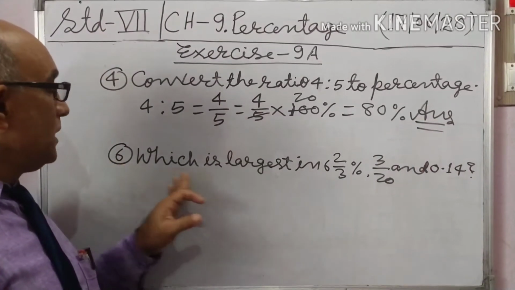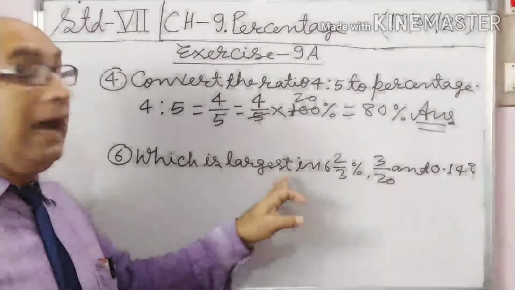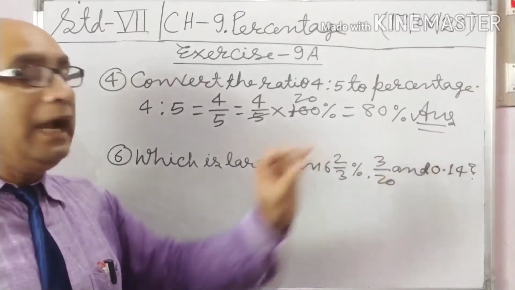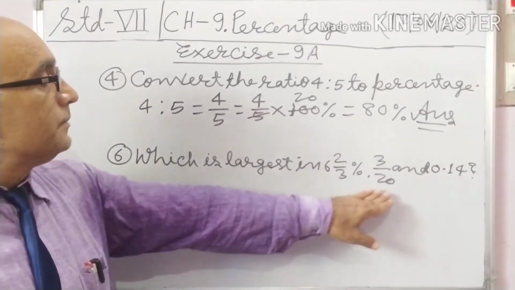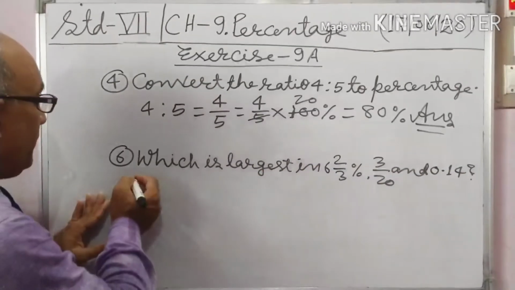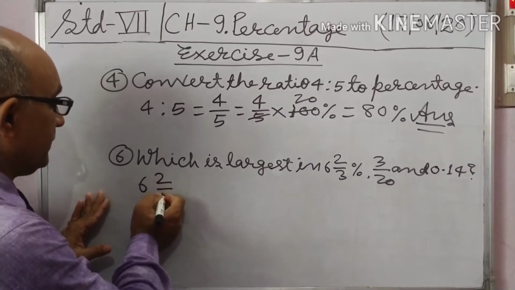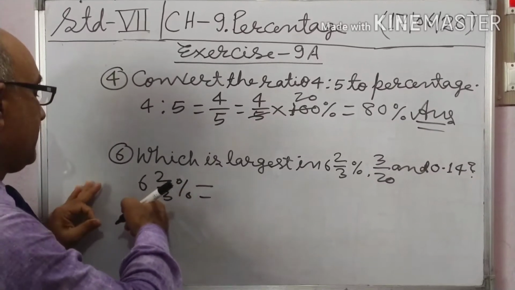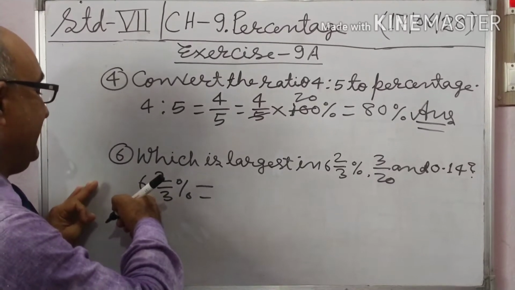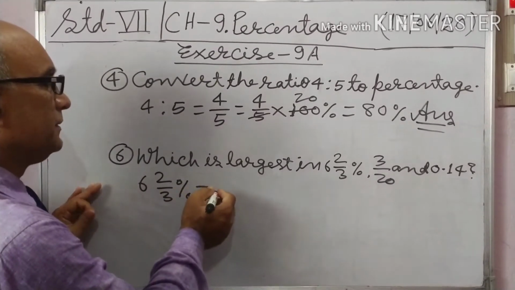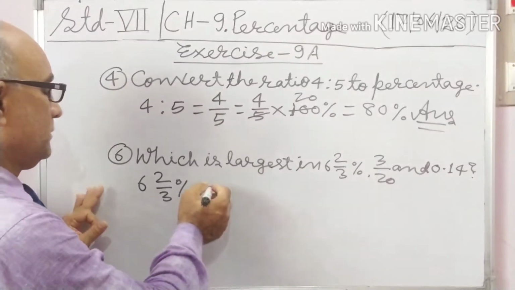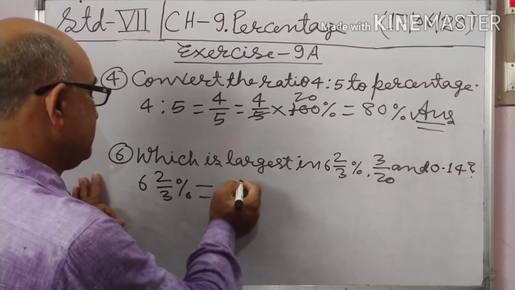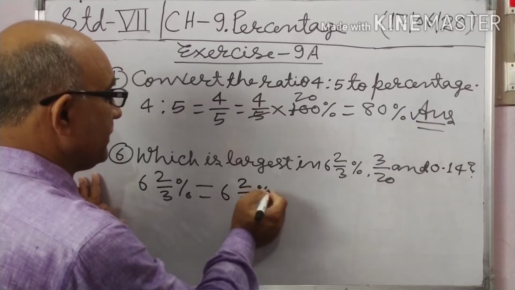Now the next question is question number 6. Which is largest among 6 whole 2 by 3%, 3 by 20, and 0.14? All terms we change into percentage. So first of all, 6 whole 2 by 3% equals 6 whole 2 by 3%.